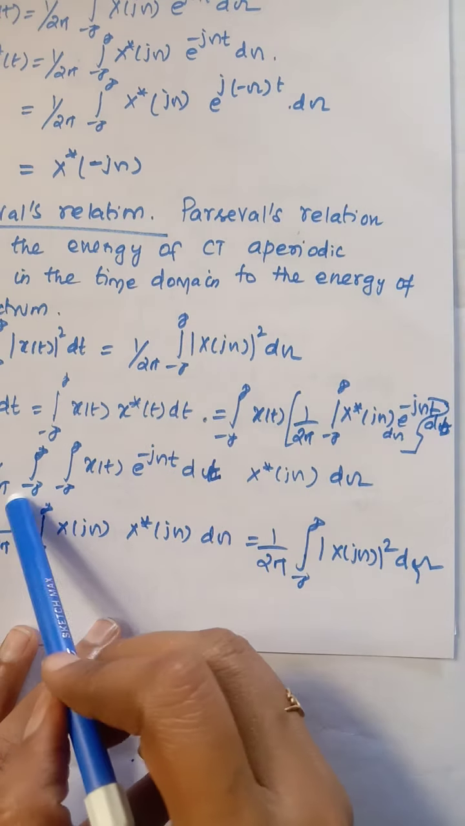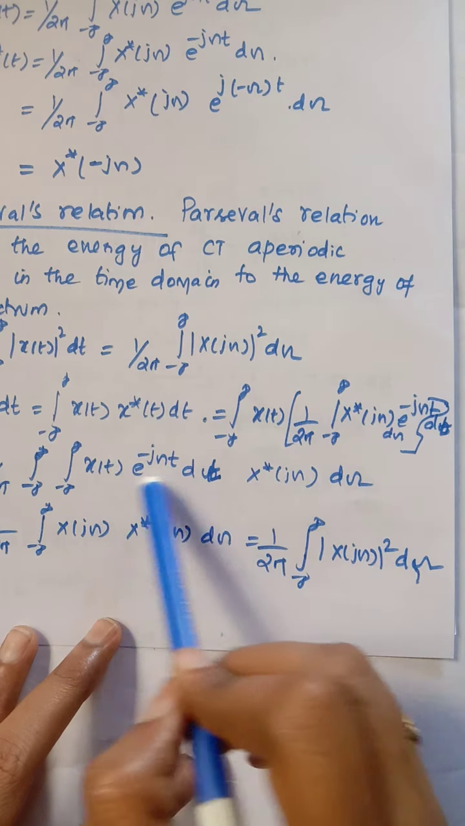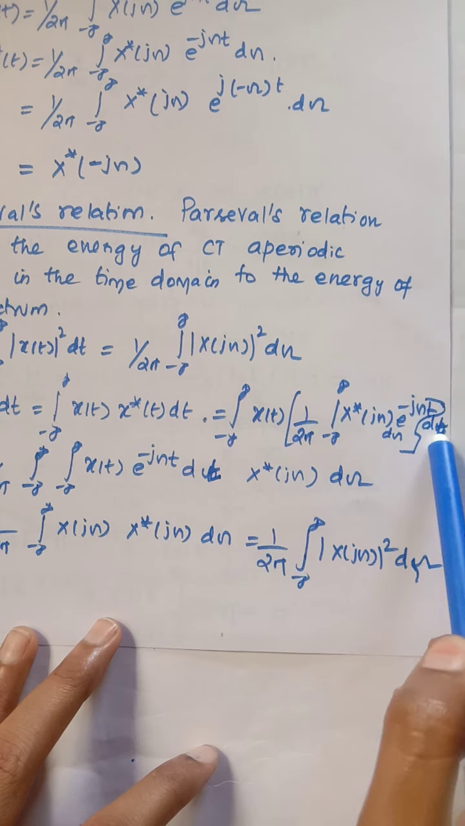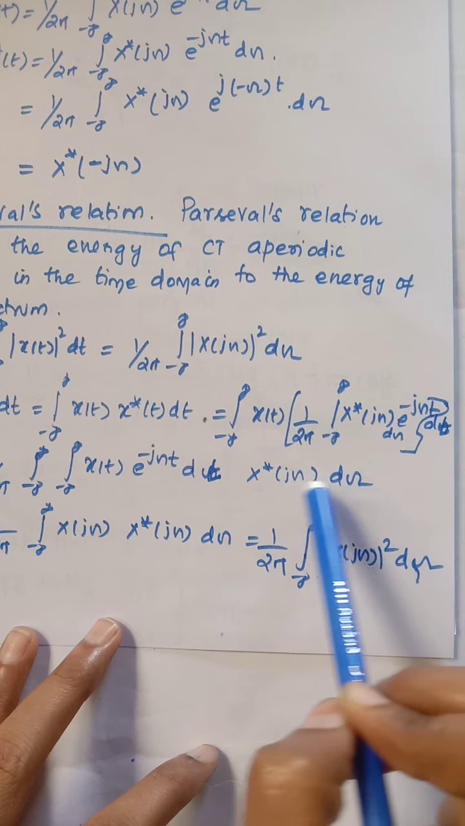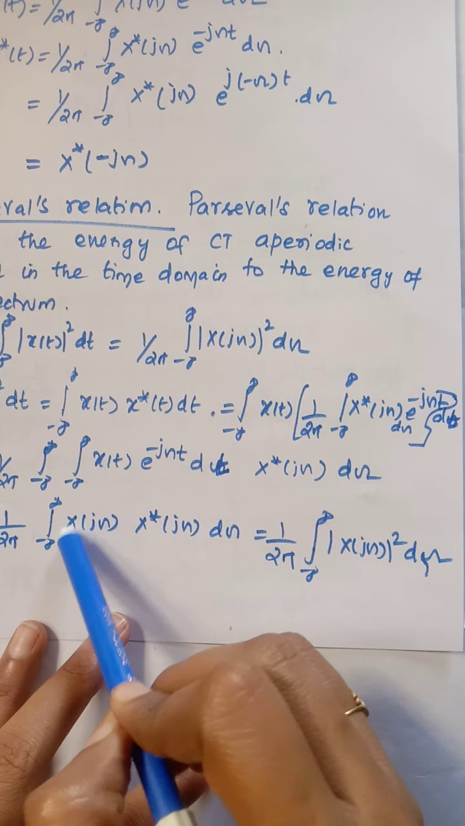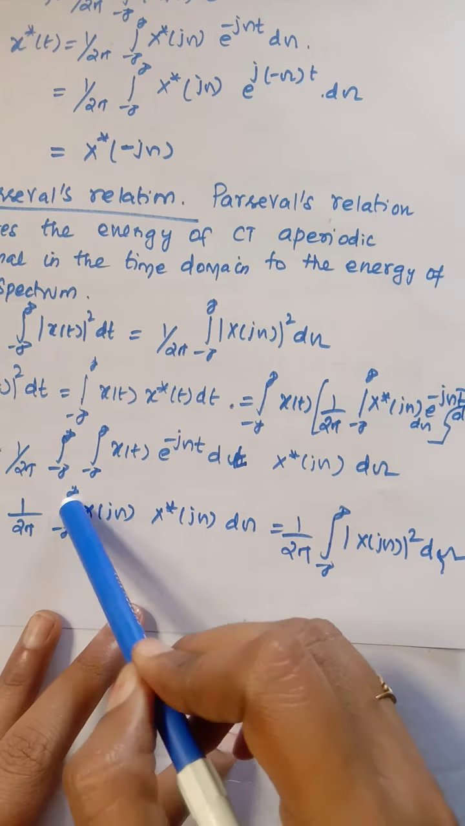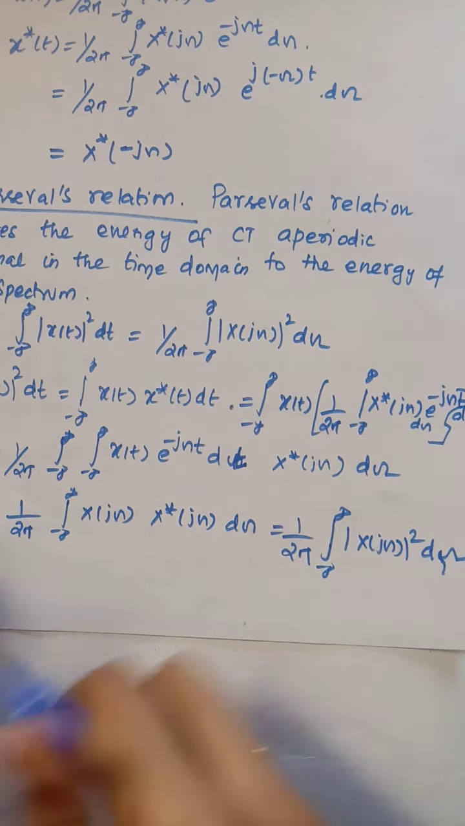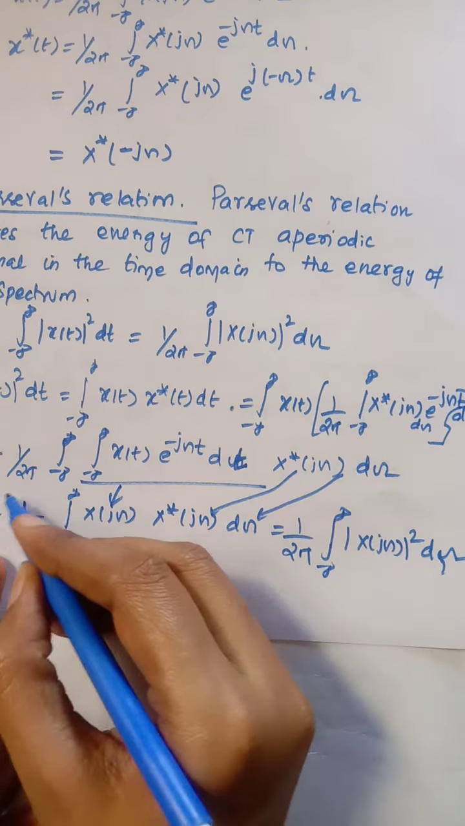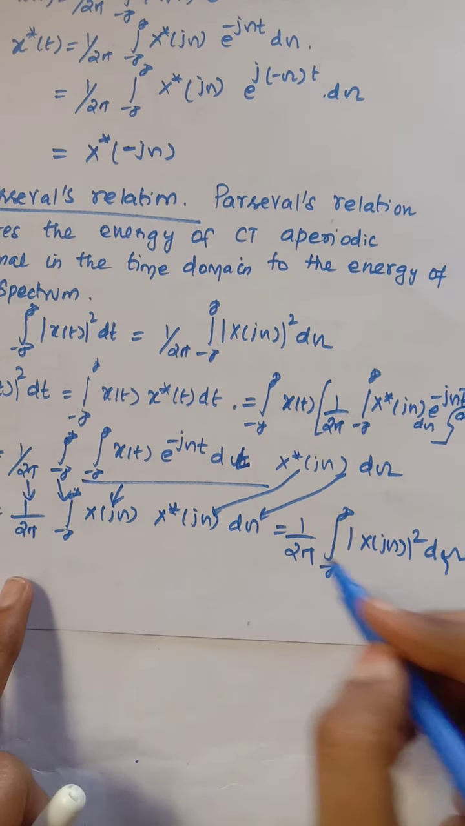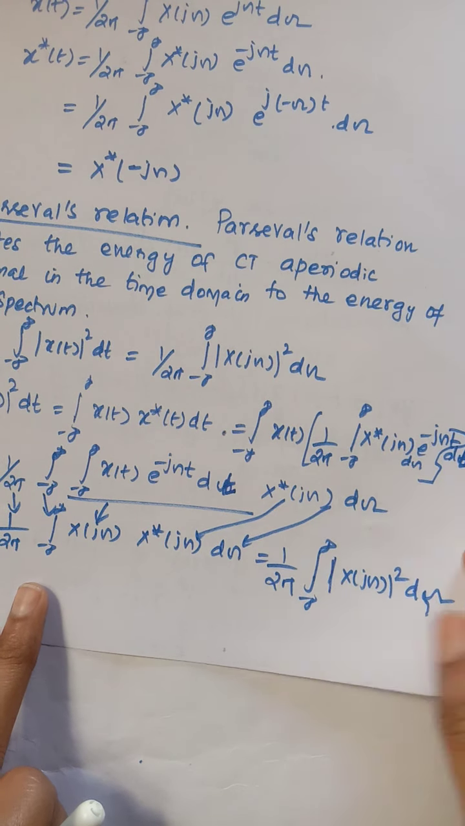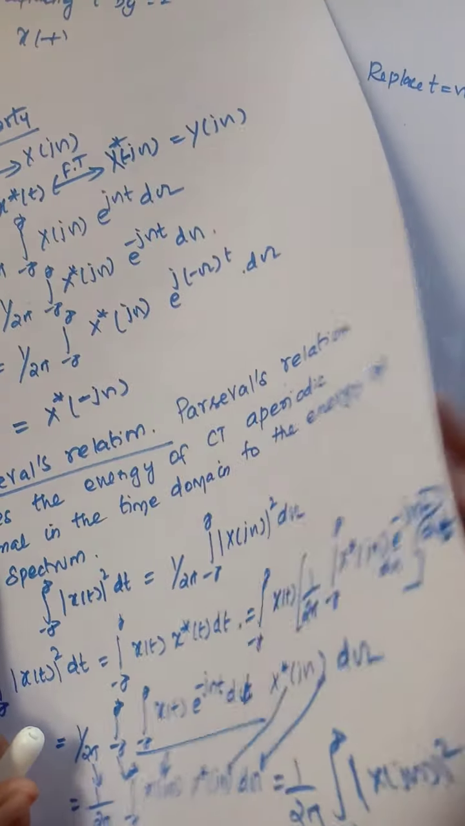Next, what I have written is 1 by 2 pi, the same thing, here I have rearranged it. I have brought x of t e power minus j ohm t dt here, and the remaining x conjugate of j ohm d ohm I have brought to this side. This formula is nothing but the x of j ohm formula. So again I have 1 by 2 pi integral minus infinity to infinity x of j ohm times x conjugate of j ohm d ohm. Similarly, I have 1 by 2 pi integral of magnitude of x of j ohm the whole square d ohm. This is Parseval's relation.